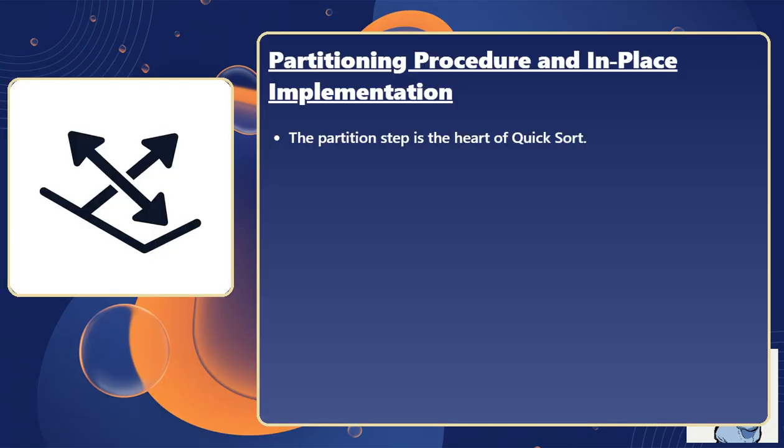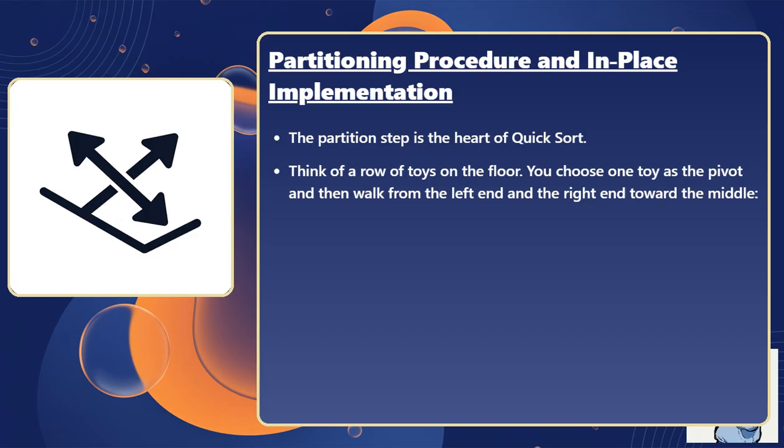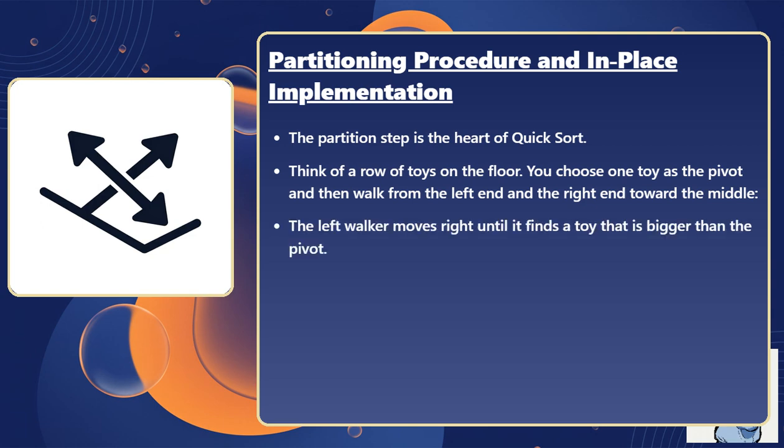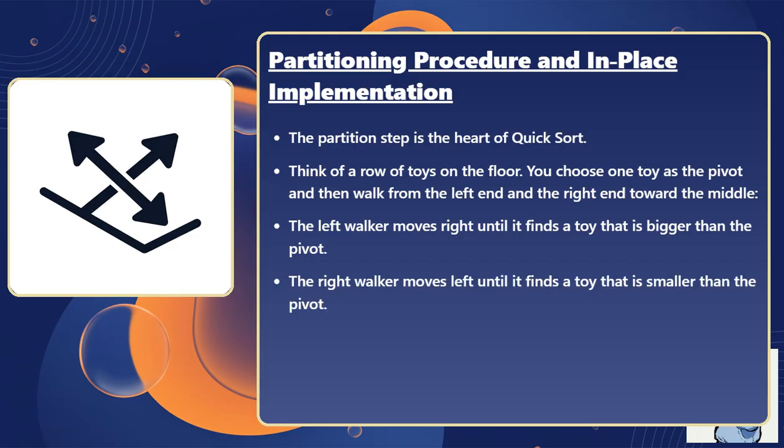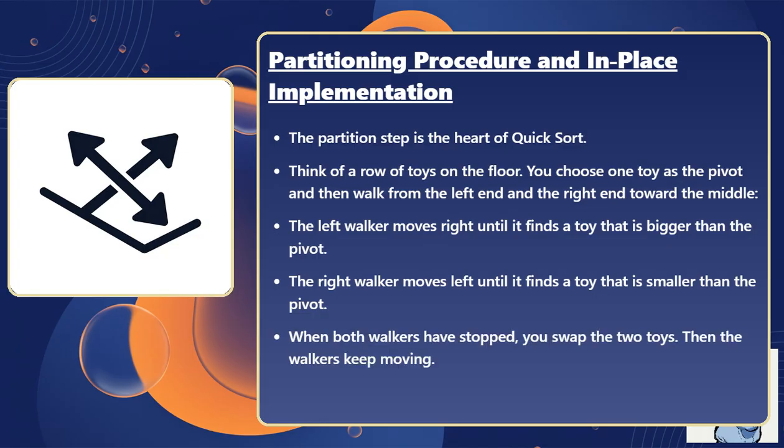The partition step is the heart of quicksort. Think of a row of toys on the floor. You choose one toy as the pivot and then walk from the left end and the right end toward the middle. The left walker moves right until it finds a toy that is bigger than the pivot. The right walker moves left until it finds a toy that is smaller than the pivot. When both walkers have stopped, you swap the two toys, then the walkers keep moving.